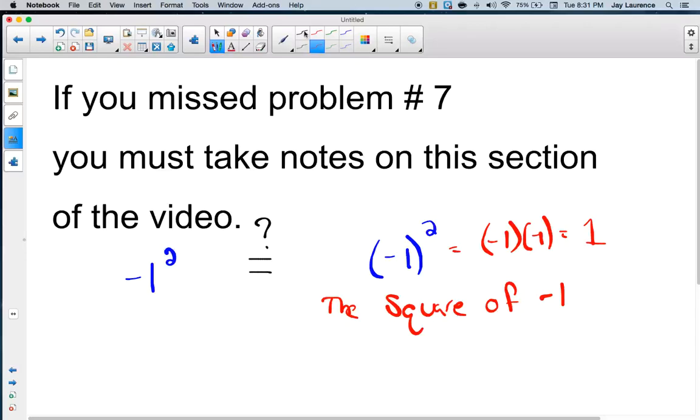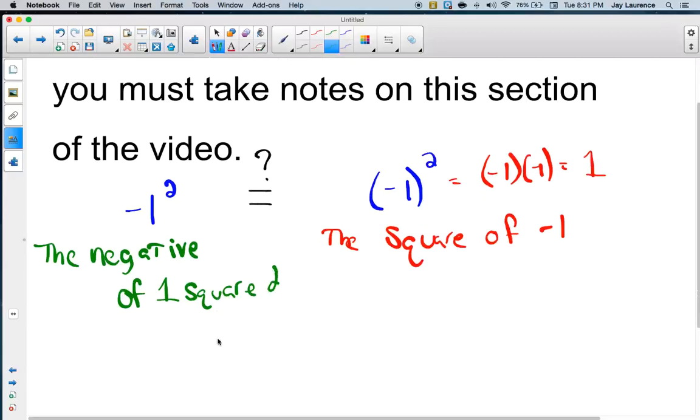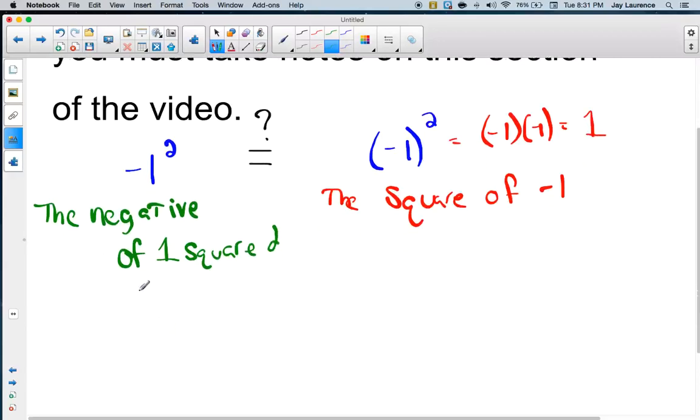This one doesn't mean that at all. Properly read, this one is the negative of 1 squared. Not the same thing at all. So I have to square 1 and then make it negative. 1 squared is 1, right? And the negative of that is -1.